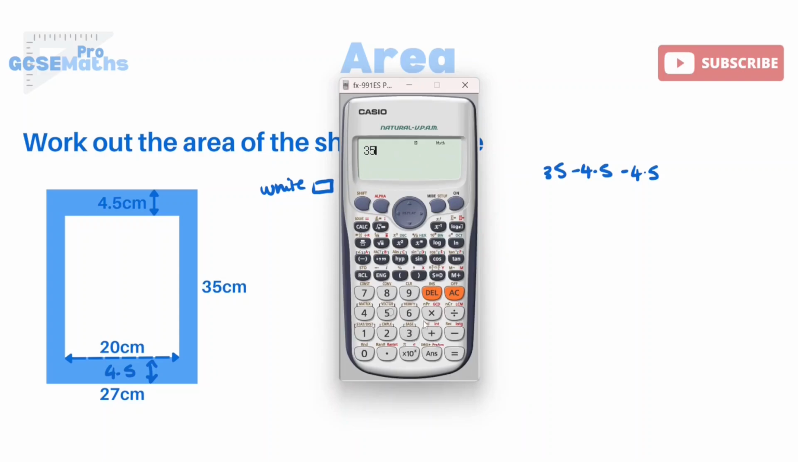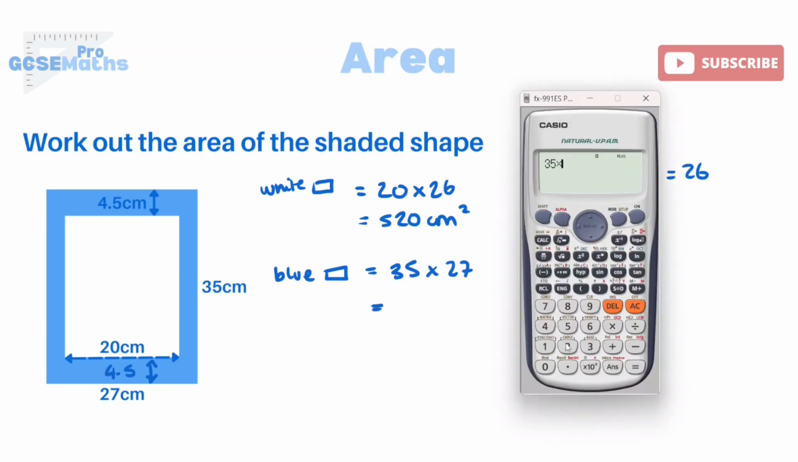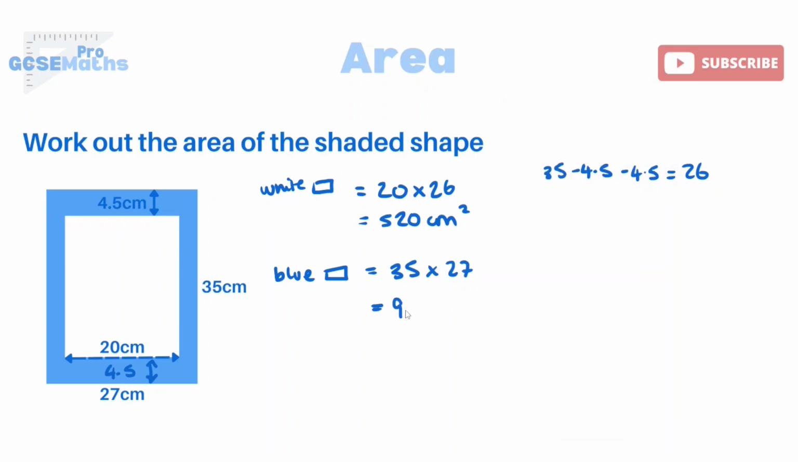So I'm going to put that in the calculator. 35 minus both the 4.5s gives me 26. Okay, so I've got 20 times 26, which gives me 520. So that's the white rectangle in the middle, the cutout, if you imagine it like that. Now the blue rectangle, which as I said before is going to include everything on the inside, including the white bit, we've got 35 times 27. Now that one they have actually told us directly, so that's quite easy. 35 times 27 gives me 945.